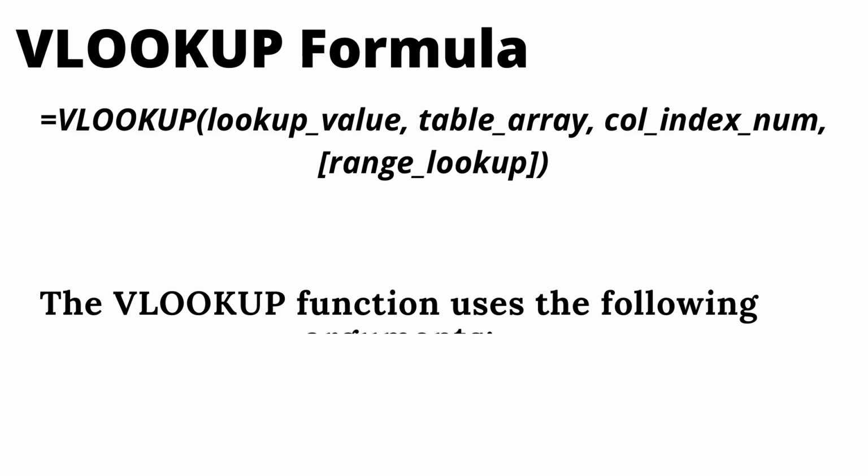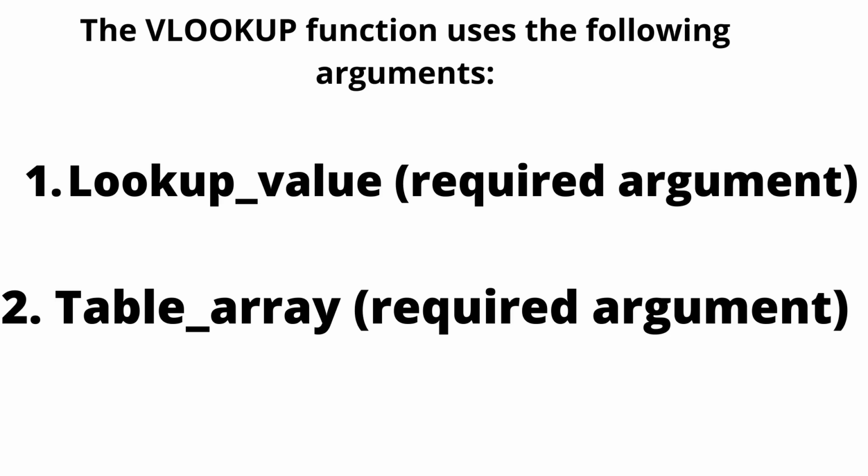The VLOOKUP function has 4 parameters or arguments. First parameter, lookup value. Lookup value specifies the value that we want to look up in the first column of a table. Second argument, that is table array. Table array is the data array that is to be searched. The VLOOKUP function searches in the leftmost column of this array.